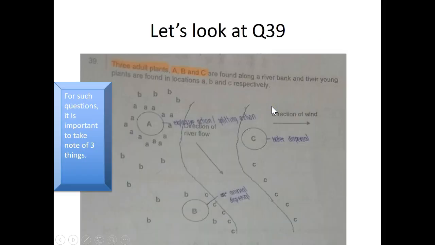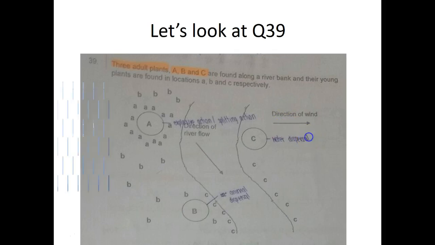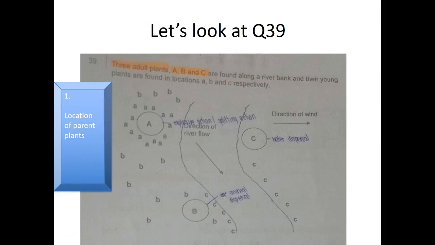Now let's take a look at this question. Now for questions like this, alright, it's important to think of three things. Alright, it may look confusing, but not to worry. Remember these three things. Number one, alright, look at the location of the parent plants. Alright, you must know where they are. You may like to circle it or highlight it with a different color highlighter.